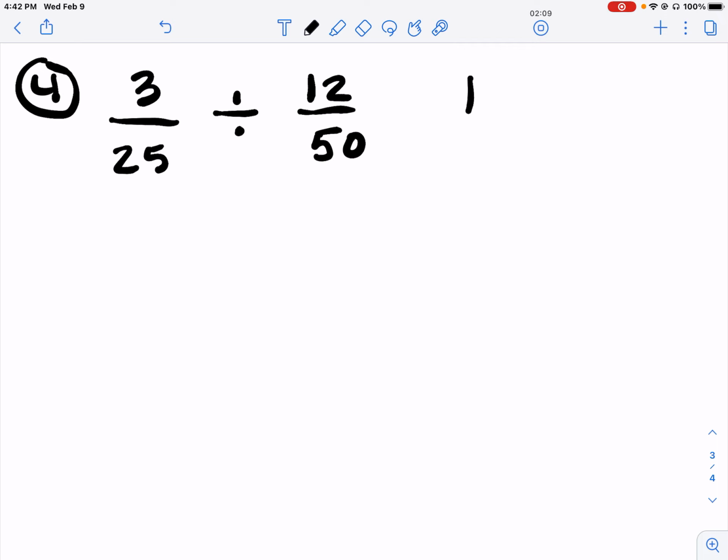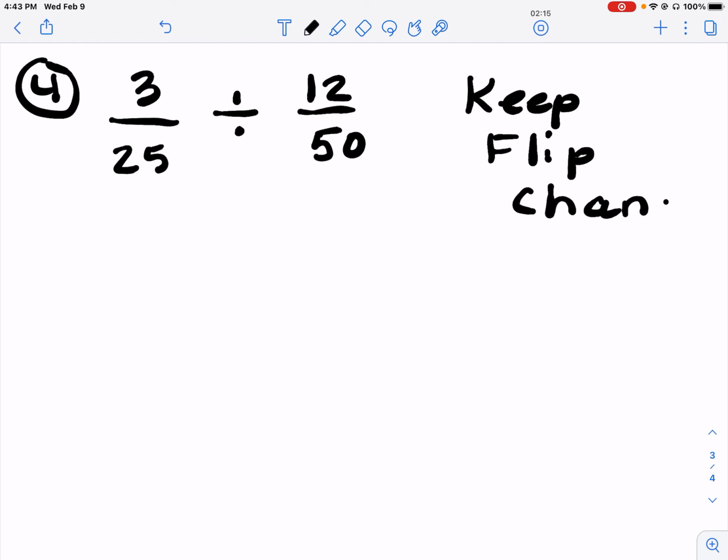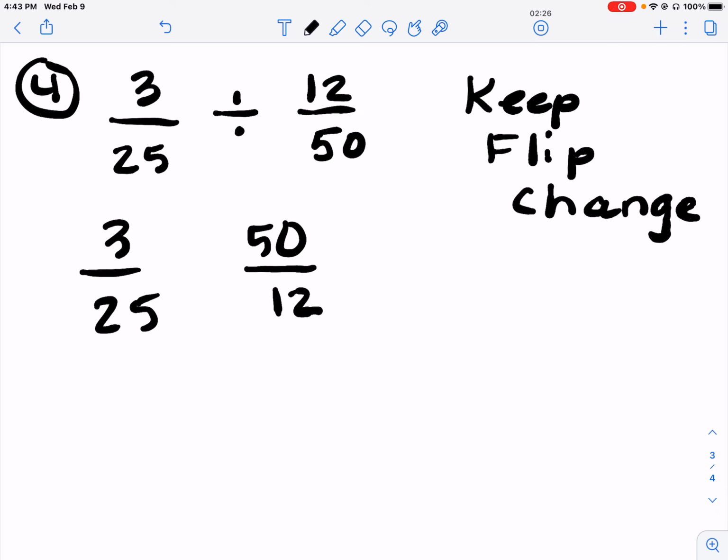Number 3, 3 over 25 divided by 12 over 50. We're dividing. Keep, flip, change. Keep the first one, because keep is first. Flip the second one, because flip is the second word.